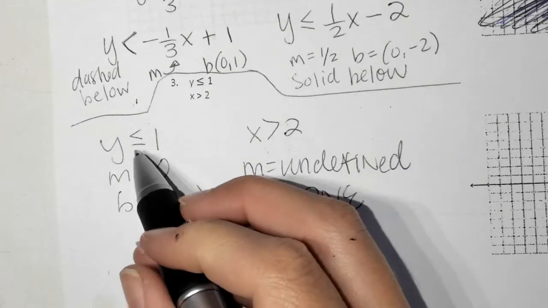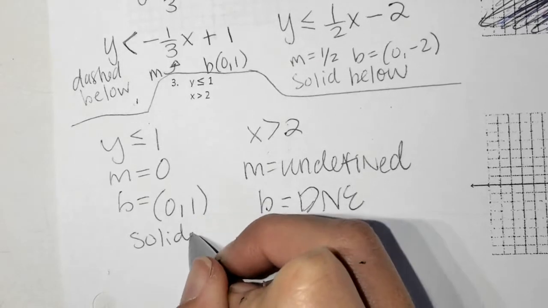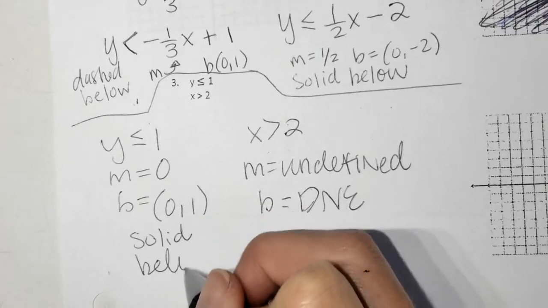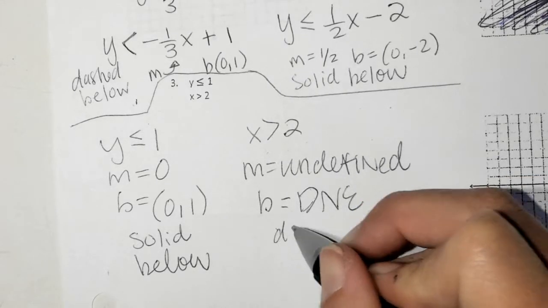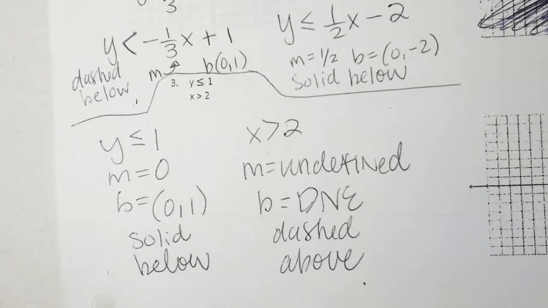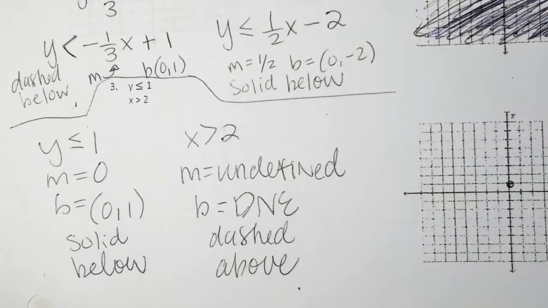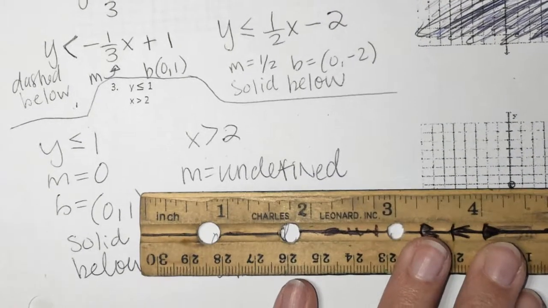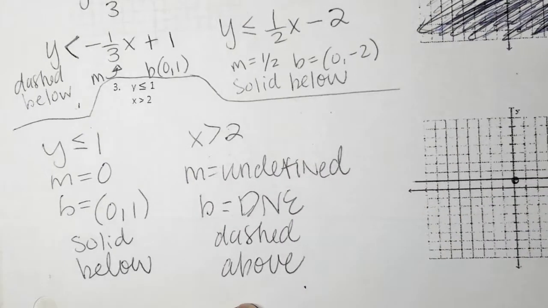Julia, will this be solid or dash, this first one? And above or below? Good. Alright, Catherine, will this be solid or dash? Dash. Above or below? Good. Alright, let's start graphing. So this one I'll graph 1 and go straight across since it's horizontal. This one's vertical, so I'll go to 2 on my x-axis. It's going to be dash.